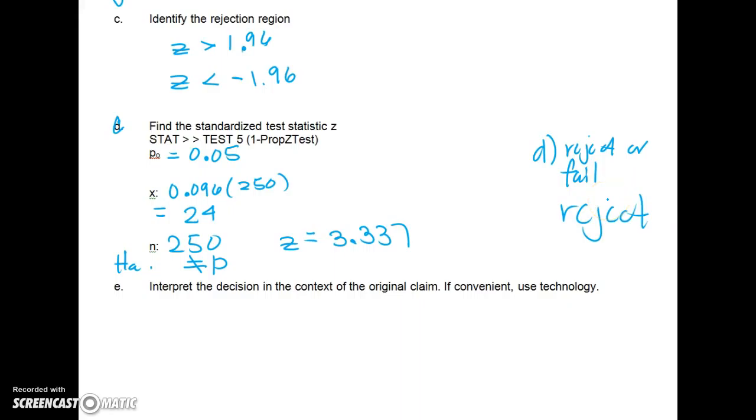And then part E is when I'm going to have you write your sentence. So written out in everyone's favorite font, there is enough evidence at the 5% level of confidence to reject the claim. That's it for that.